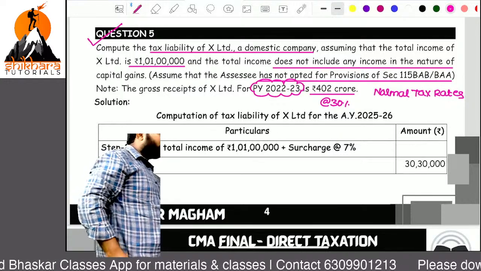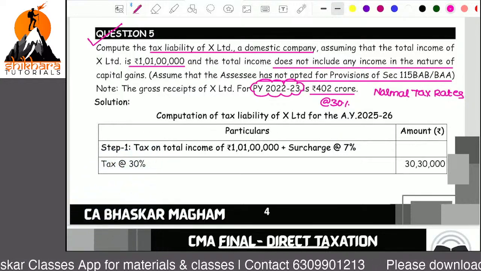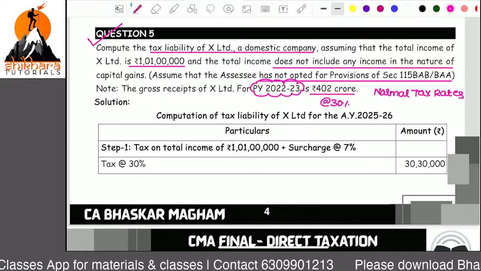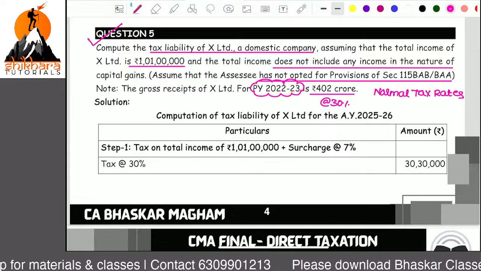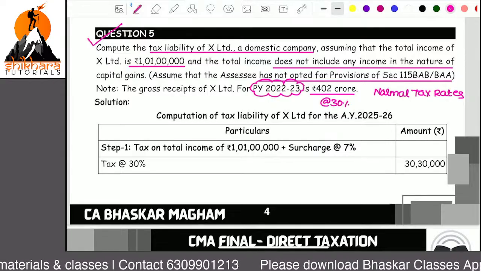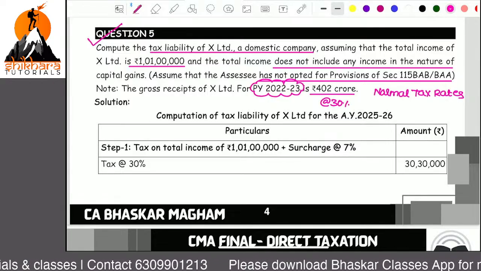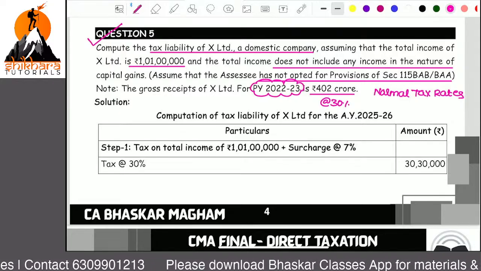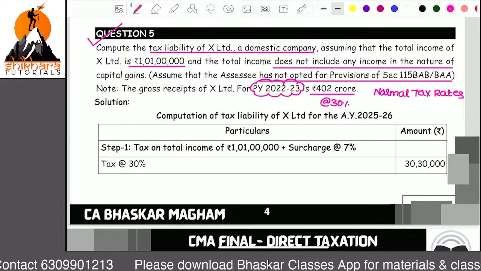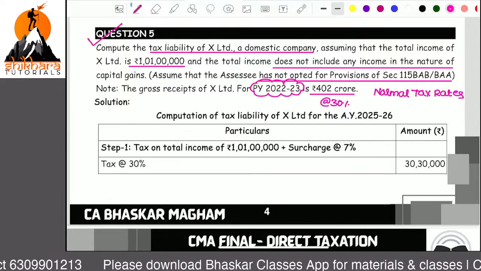So the previous question was related to whom? The previous question was related to an individual. Now they have given a company. Sir, company questions are easy. Why? We just apply the flat rate. But in case of an individual, every time we have to calculate slab rates, surcharge, and so on. But in case of a company, if you apply the flat rate directly, you will get the answer.